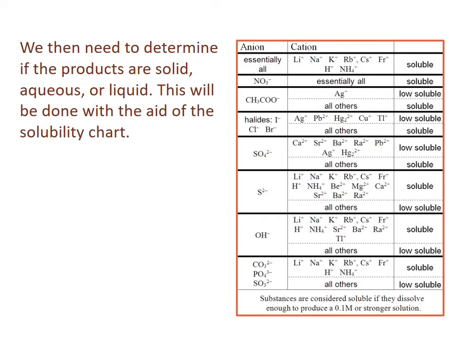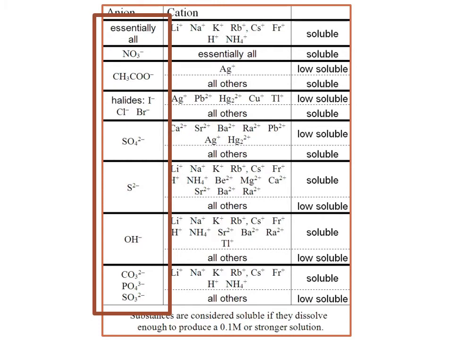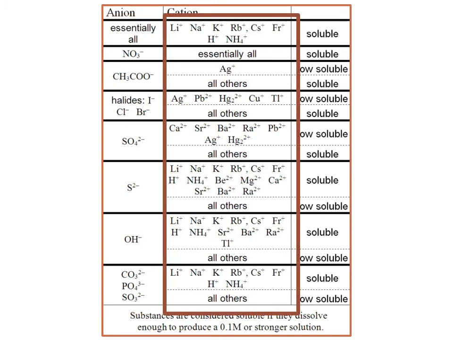When we need to determine if the products are solid, aqueous, or liquid, this will be done with the aid of the solubility chart. This will be done by referencing the solubility chart on our pink sheet. We will have to first look up the anion, then determine if it forms a solid with a cation that it has been paired with.